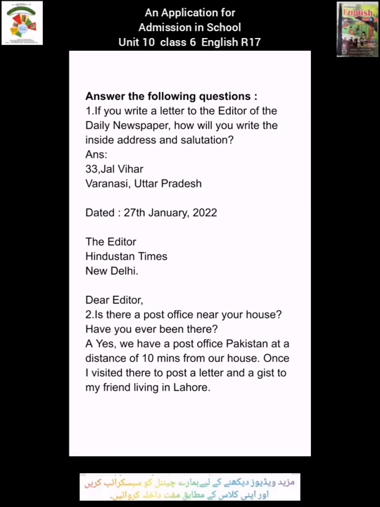So this is the way to write if you are writing to any editor. First you will write their address and after that you will write the date. Then you will write the editor, in which newspaper he works and from which city. So this is the way to write the address and then you will say dear editor. Now this is the salutation, and after that you are going to write the body.